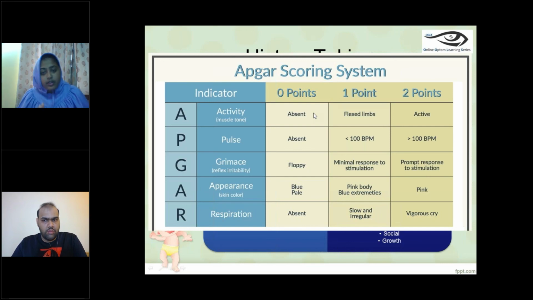So that way, if the total points is from 0 to 3, then the baby needs immediate intervention. Maybe it needs to go under surgery or needs to have oxygen therapy. So immediate intervention with the physician is necessary. If the score is between 4 to 6, then the baby can be kept under observation till it gets into the normal stages. And if the score is 7 and above, then the baby is normal and we can just discharge the baby from the hospital.